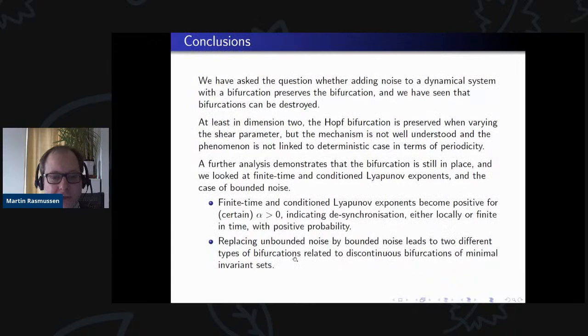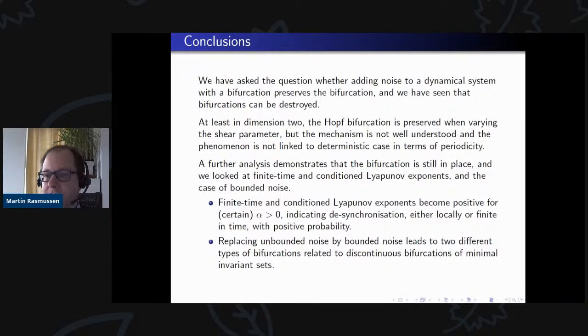So let me now conclude. In this talk, we have looked at the question whether adding noise to a dynamical system with a bifurcation preserves the bifurcation. And we have seen that we can destroy bifurcations, in particular, when we have no shear. We destroy the Hopf bifurcation and we destroy the pitchfork bifurcation. But at least when we look at the Hopf bifurcation, we can see that by looking at the shear, we still recover some kind of bifurcation, but this bifurcation is not really linked to the deterministic case, in particular in terms of periodicity, which you see in the Hopf bifurcation.